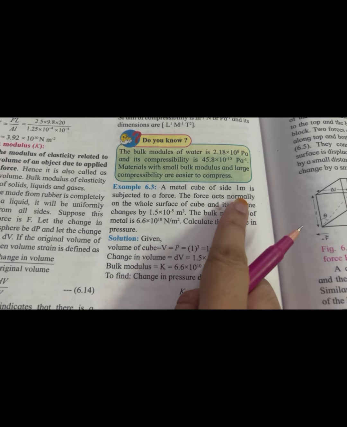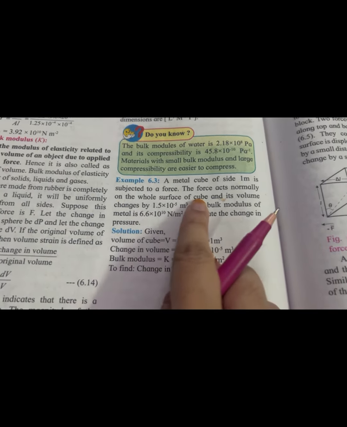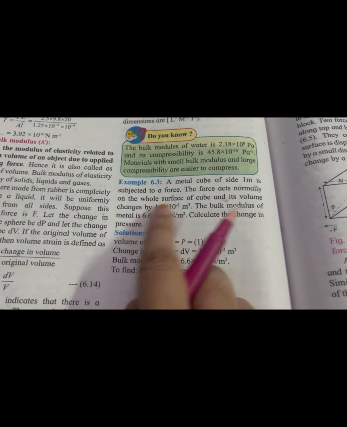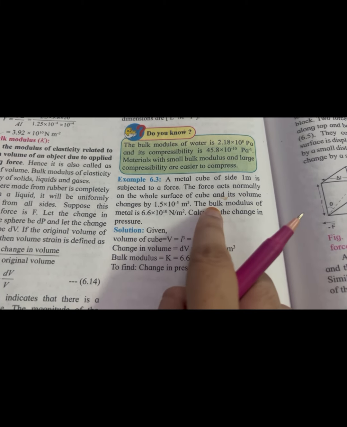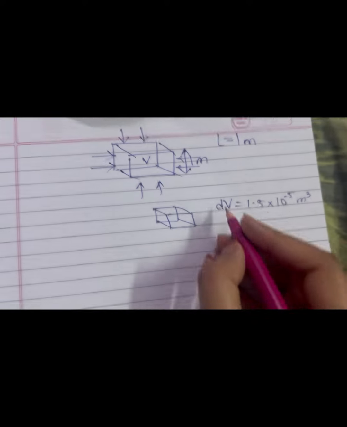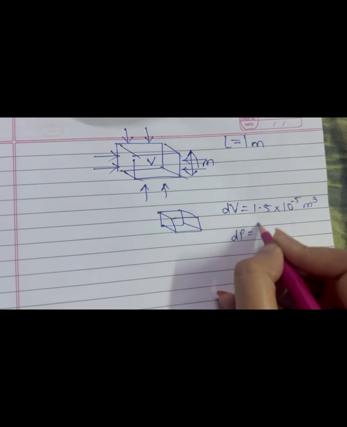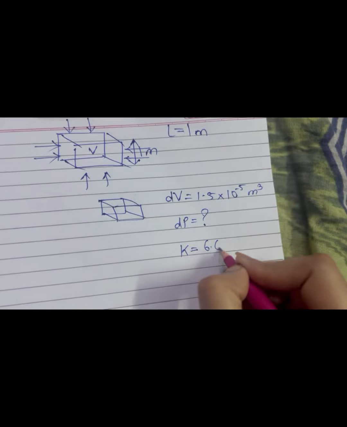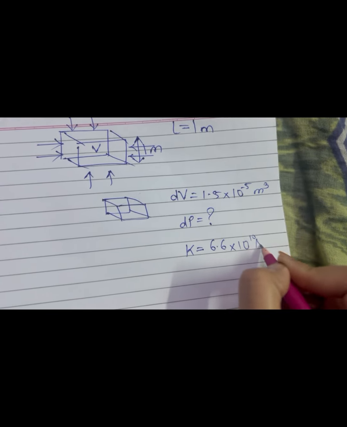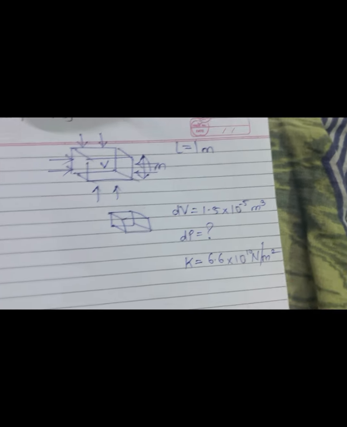See, the force acts normally on the whole surface of the cube and its volume changes by, so that is the change in the volume. The bulk modulus is 6.6. Calculate the change in pressure. Bulk modulus is given as 6.6 into 10 raised to 10 Newton per meter square.